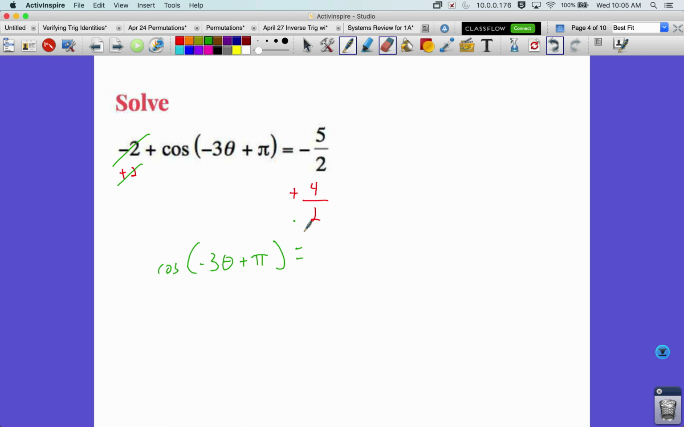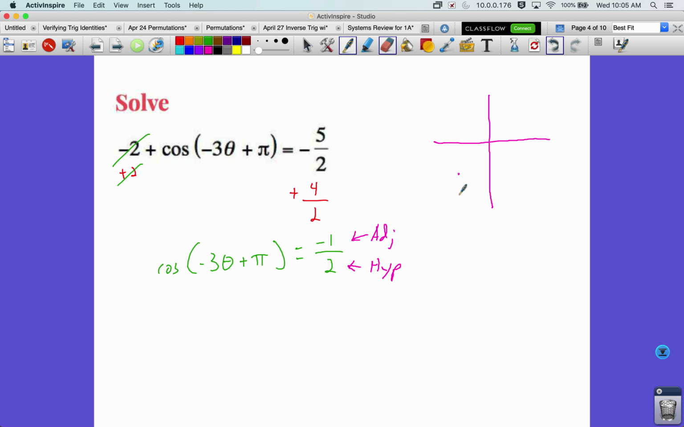Equals, add just the top, so we get negative 1/2. So at this point, we do our labeling of adjacent over hypotenuse, because we're dealing with cosine. If it was sine, it would be opposite over hypotenuse. If it was tangent, it would be opposite over adjacent. We've got to draw this into our coordinate plane, so I'll do that up here.